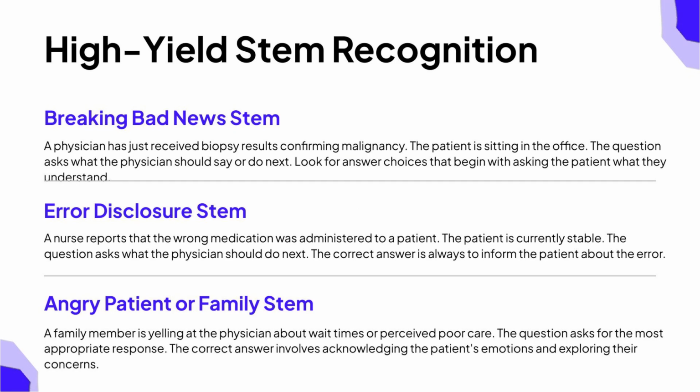Here are the 3 most common stem patterns you will see for difficult conversations on the boards. The breaking bad news stem puts you in a scenario where a patient is about to receive a serious diagnosis, and the question tests whether you explore their understanding first. The error disclosure stem describes a medication or procedural mistake and tests whether you disclose it directly to the patient. And the angry patient stem describes a family member or patient who is upset, and the correct approach is always to acknowledge their emotions rather than becoming defensive or dismissive. Recognizing these patterns early in the question will save you valuable time on exam day.